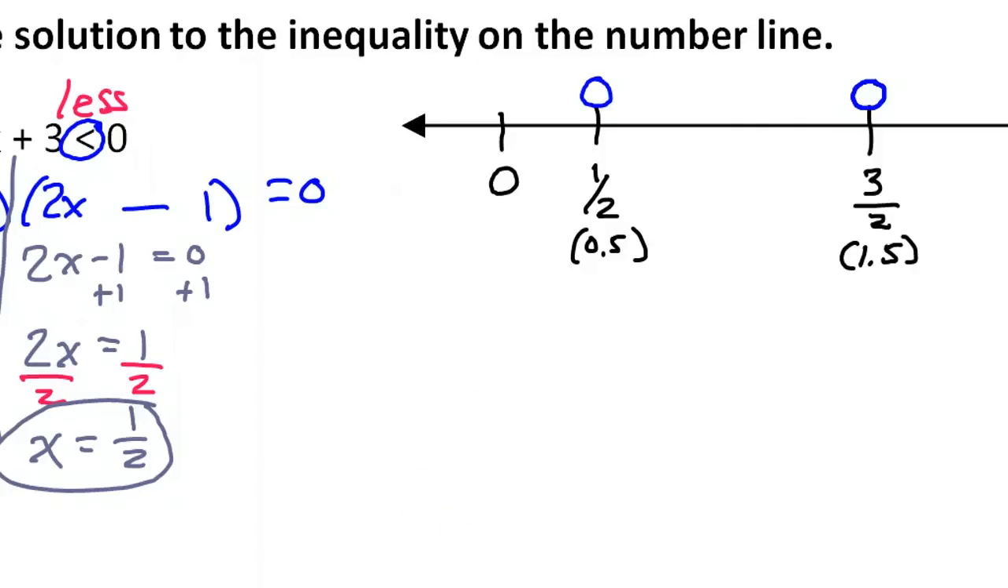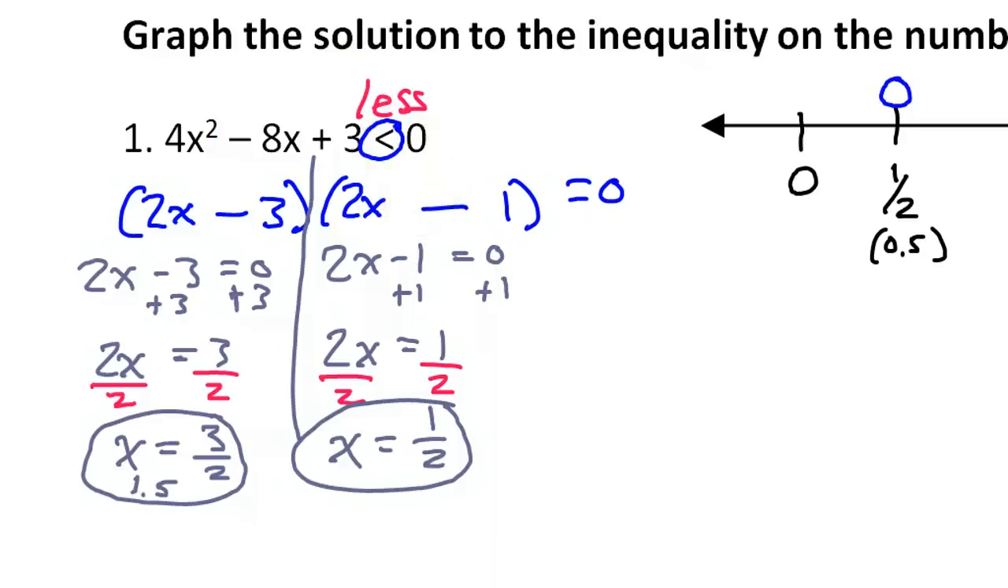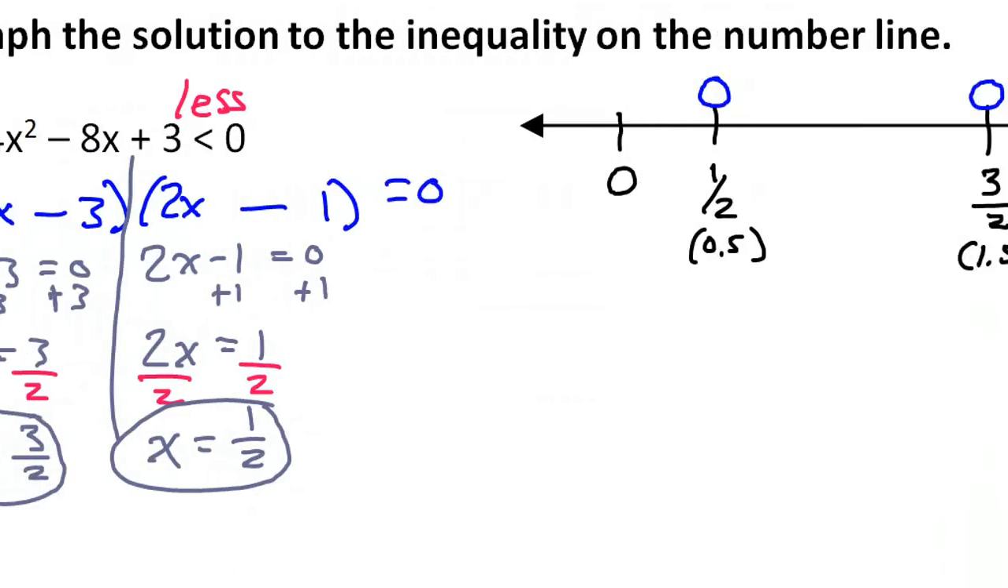So we'll use open circles because this is less than. If this had been less than or equal to, like that, then we would have used closed circles to show that the endpoints themselves are included. Alright, but we need to be less than 0, so we won't include the endpoints. Okay?